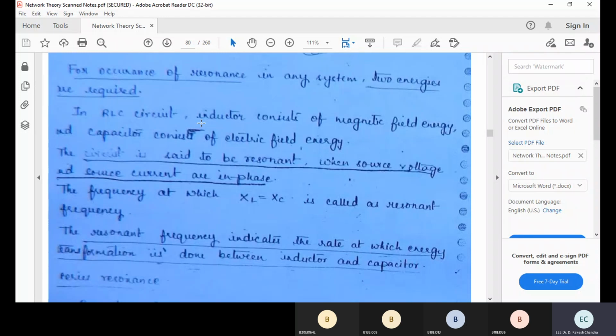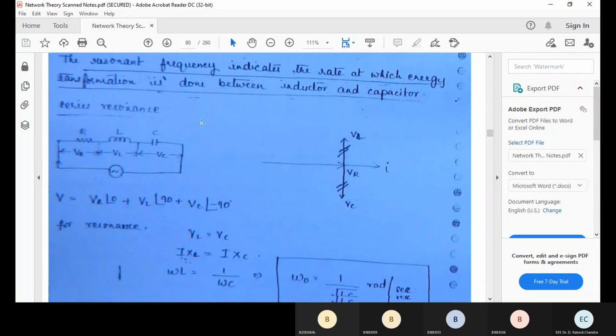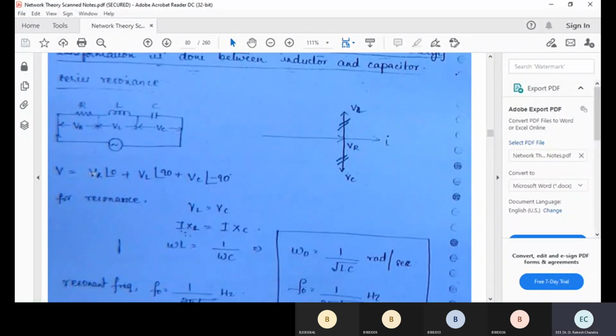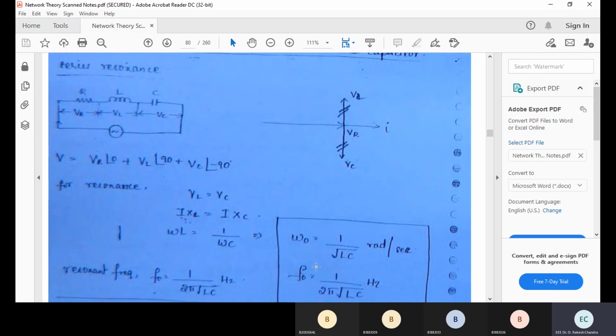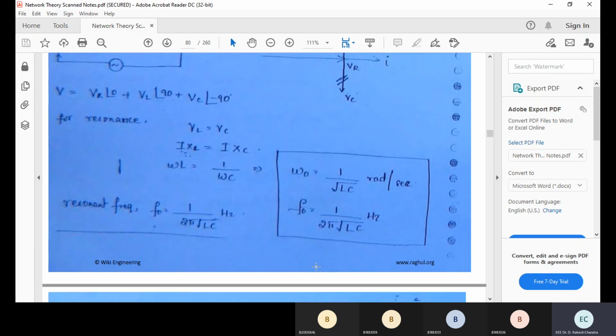The resonant frequency indicates the rate at which energy transformation is done between the inductor and capacitor. That's what I just mentioned. At resonance, inductive reactance is equal to capacitive reactance, XL is equal to XC, then IXL is equal to IXC, L omega is equal to 1 by omega C. That particular frequency is omega naught or omega R or FR, the resonant frequency, which is equal to 1 by 2 pi root LC.